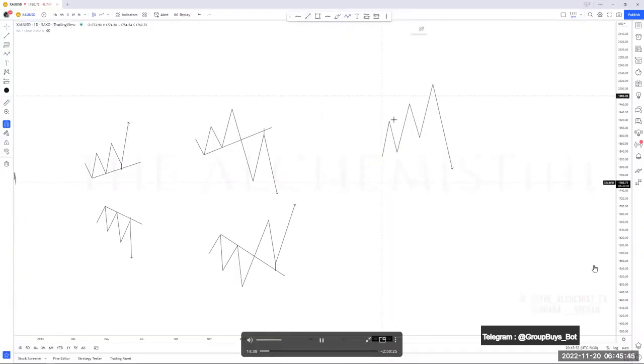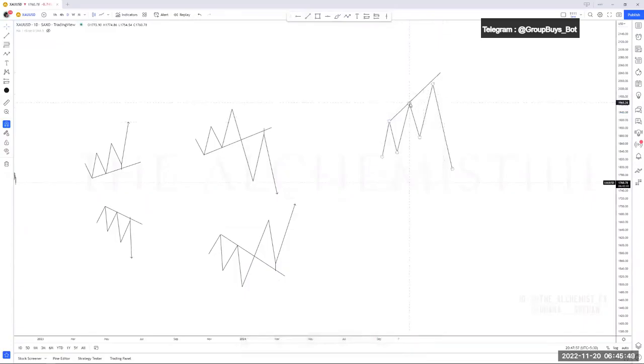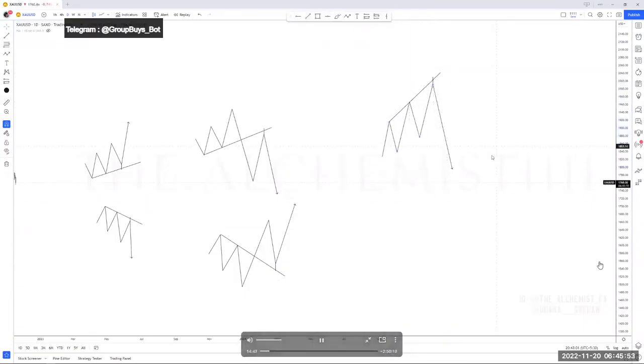Okay, so like this. First touch, second touch, third touch, sell. We call it a reversal trend line. Some people call it the divergent trend line. But yeah, let's go through that. I'll show you examples.